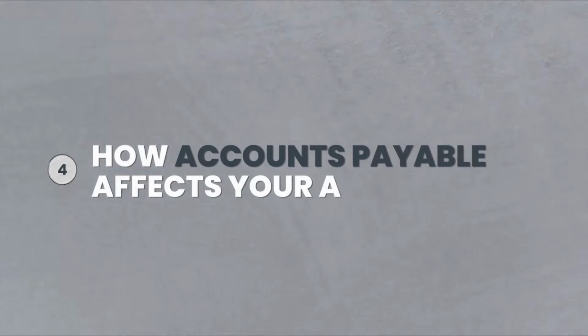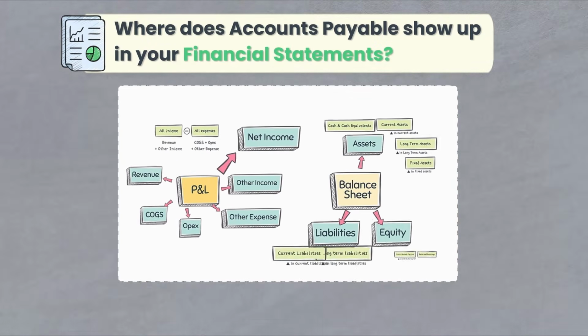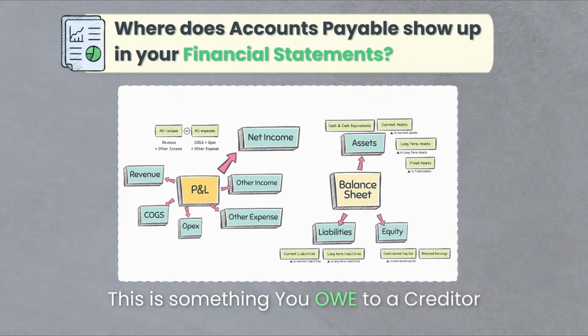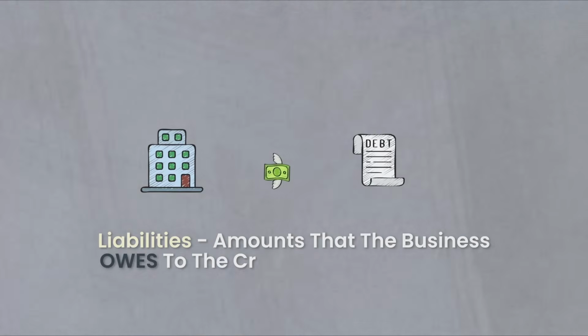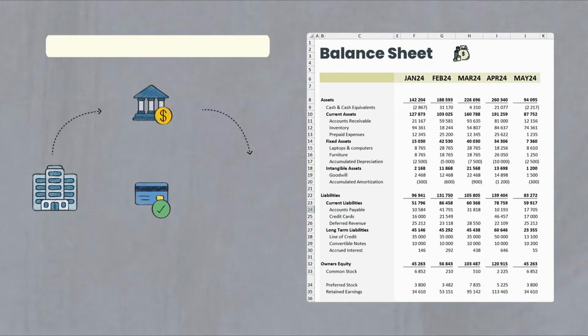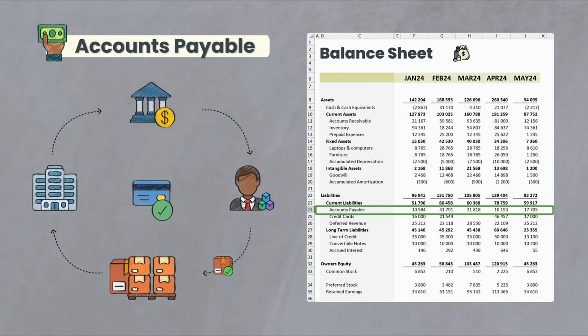But first, let's talk a little bit about accounts payable and how it affects your accounting. Now, which section do you think accounts payable shows up in your financial statements? Well, think about it. This is something you owe to a creditor of the business, and amounts owed to the creditors of the business show up under liabilities. So accounts payable will show up on the liability section of a business's balance sheet.